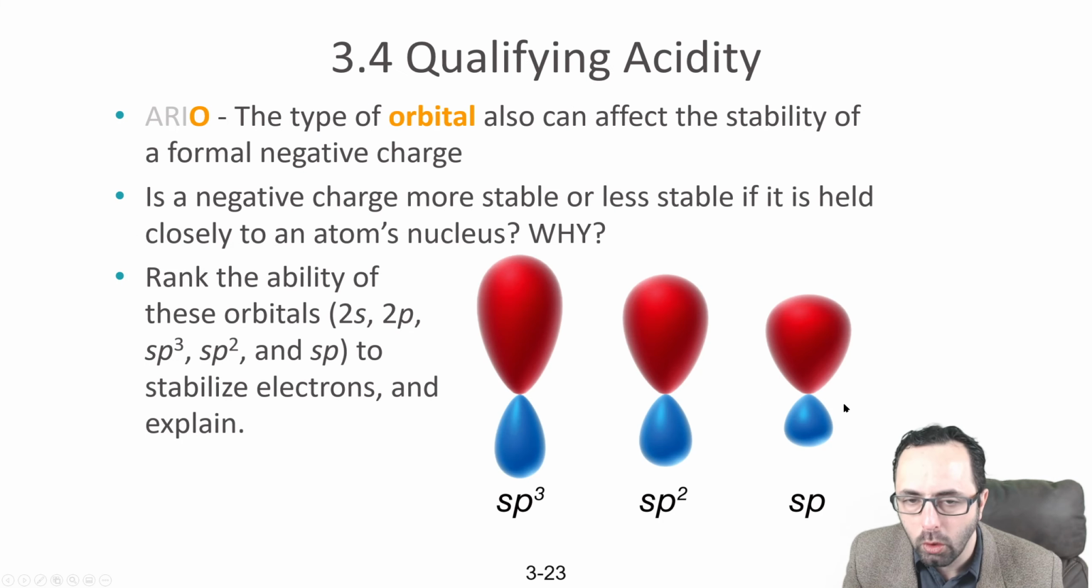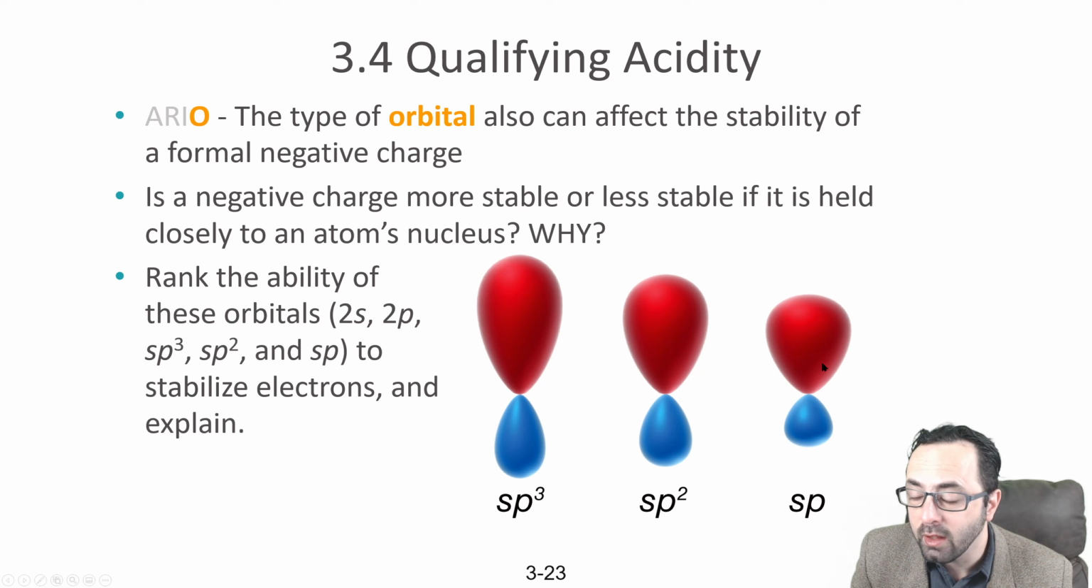Finally, orbital. Orbital is the last factor. And when we have the negative charge occupying a hybridized bonding orbital, that negative charge will be more stable if it is held closely to the nucleus, because the nucleus is positive, so that's what's attracting the electrons. So if that negative formal charge is in one of these smaller sp hybridized orbitals, which is smaller because it has less p and more s character.